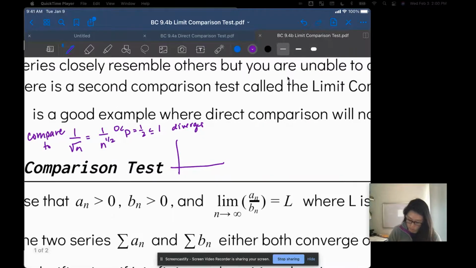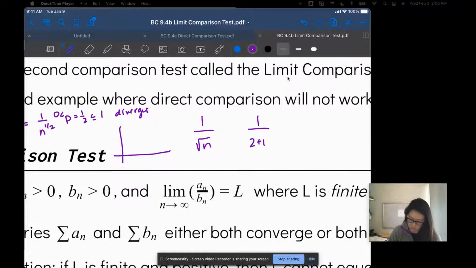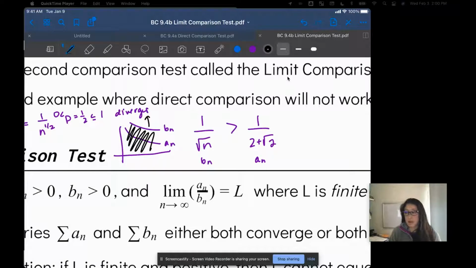But remember, using the direct comparison test, well, let's go over here. 1 over the square root of n versus 1 over 2 plus the square root of n. The denominator of the right ratio is larger, so that means it's actually a smaller ratio than the one on the left. So we have a sub n and b sub n. a sub n is the smaller and b sub n is the larger. We know that b sub n diverges, but that doesn't tell me anything about a sub n. So the direct comparison test won't work here.